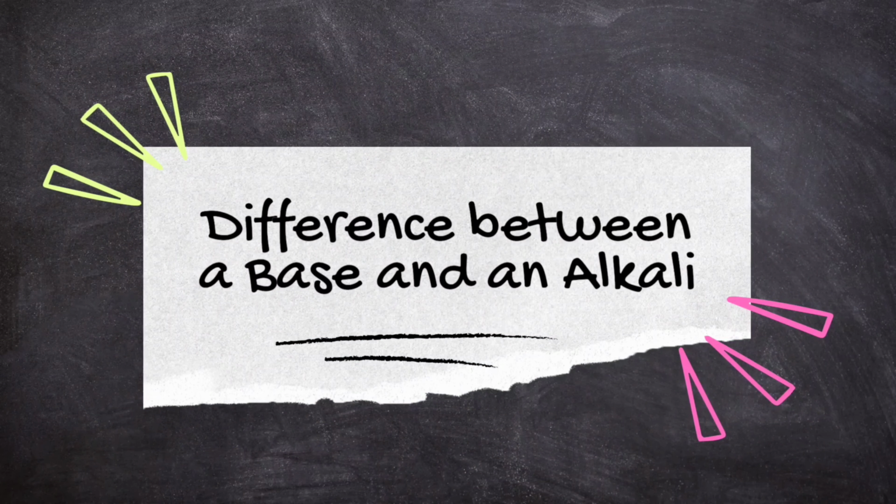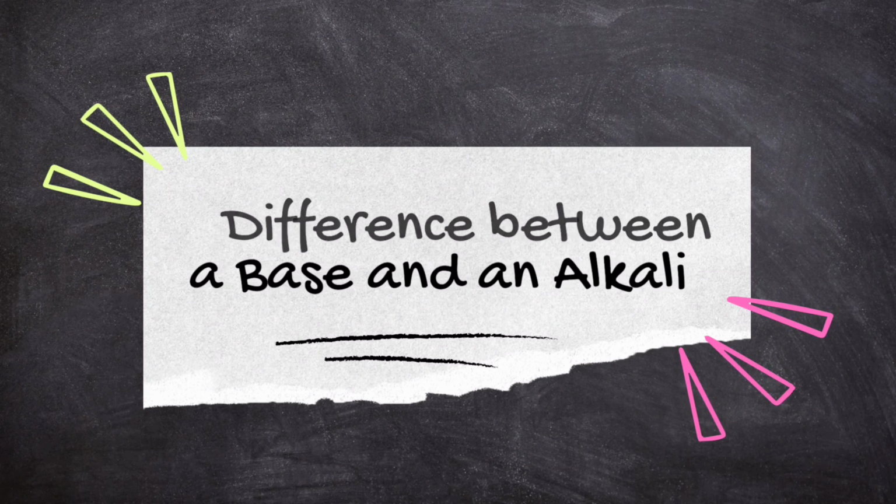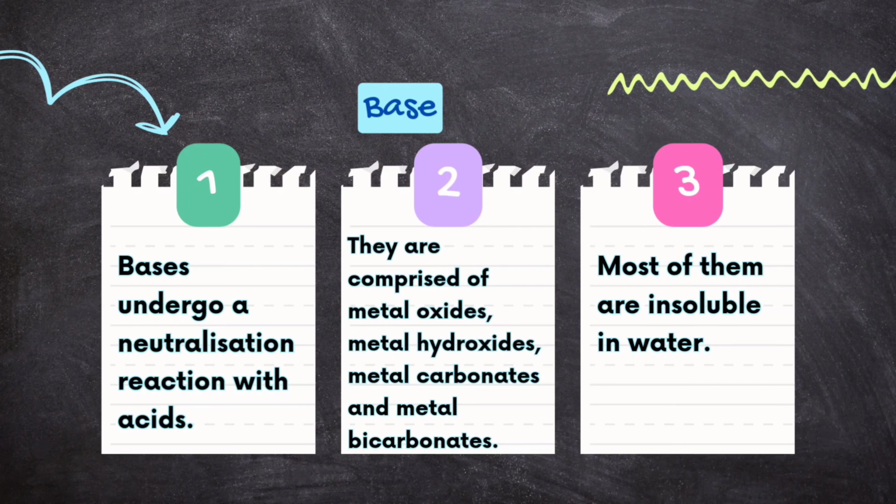Difference between a base and an alkali. Base: bases undergo a neutralization reaction with acids. They are comprised of metal oxides, metal hydroxides, metal carbonates and metal bicarbonates. Most of them are insoluble in water.